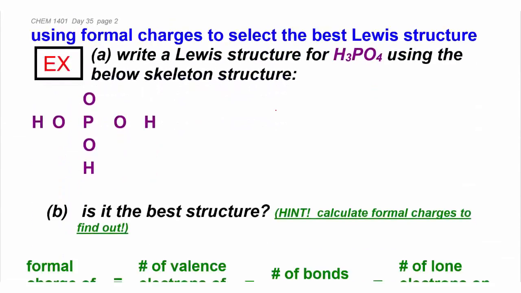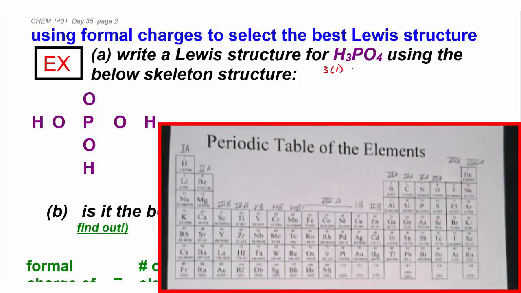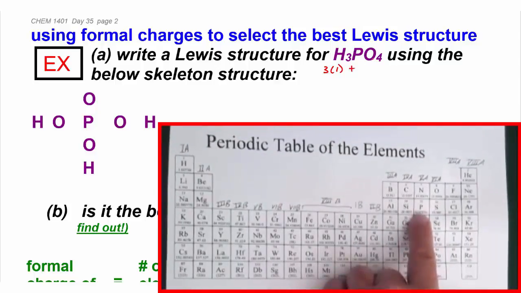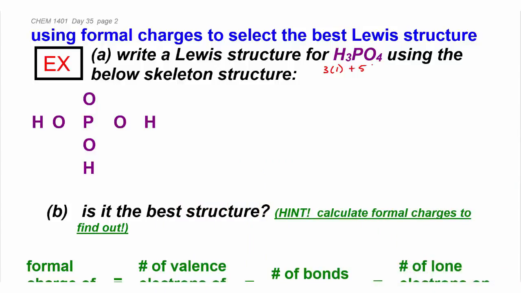Using formal charges to select the best Lewis structure. Now before we get into how to calculate a formal charge, let's just go ahead and remind ourselves how to write a Lewis structure. So let's write the Lewis structure for phosphoric acid using this below skeleton structure. So we know that we have 3 hydrogens, they're 1 each. We have a phosphorus, and phosphorus has 5 valence electrons. Oxygen 6, so plus 5 plus 4 times 6.